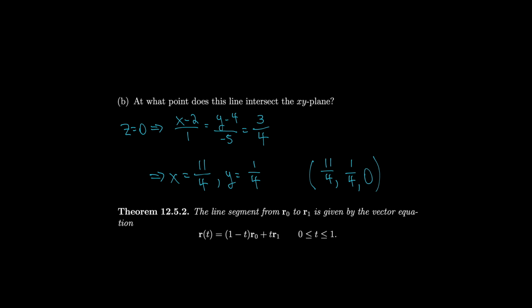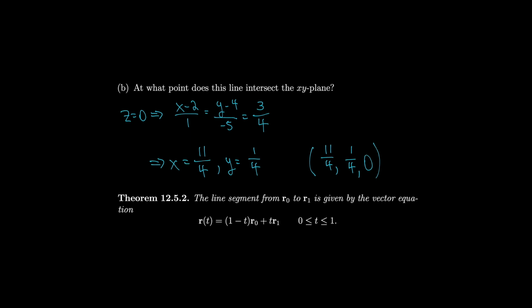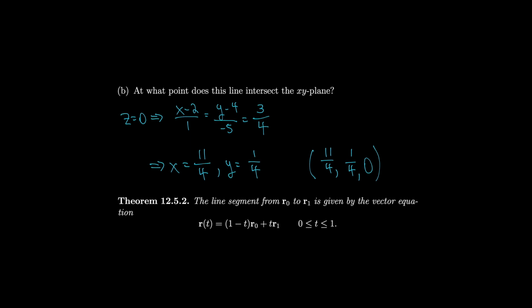What if we wanted a line segment though, and not an entire line? So we just want to start at R0 and stop at R1. Well, let's draw this really quick. We have a line L. We have some starting vector R0 pointing to some starting point. So here's R0. And we also have R1 where we're going to stop. So there's R1.